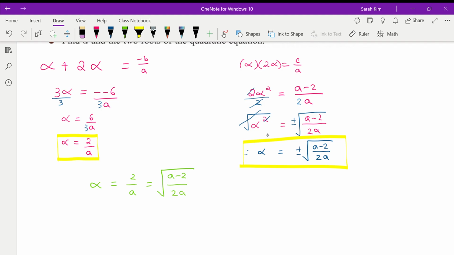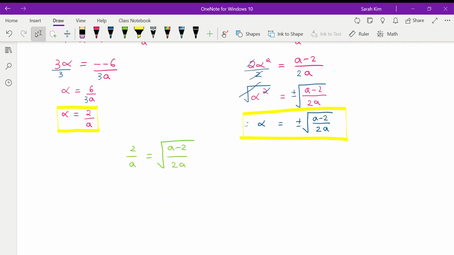So we just know that these two equal each other because they also equal alpha. So I should be able to rearrange that and hopefully find my answer for a. So how do I rearrange it? I need to make sure all the a's are on one side. So I'm going to get rid of the biggest thing, which is the square root, by squaring everything. So I get 2 squared, which is 4, over a squared, which is a squared. Then I get a take 2, over 2a.